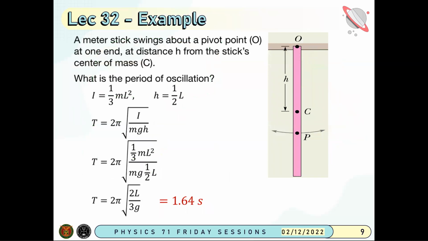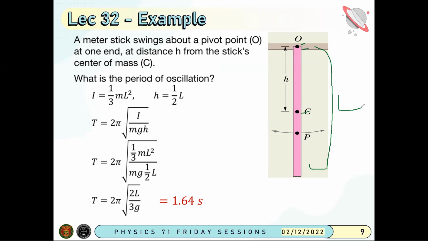Okay. For example, a meter stick swings about a pivot point O at one end at a distance h from the stick's center of mass. What is the period of oscillation? So yung h daw, yun yung distance ng center of mass from the pivot point. So here, yung h na yon is 1/2 L, if yung L yung buong length ng pendulum.